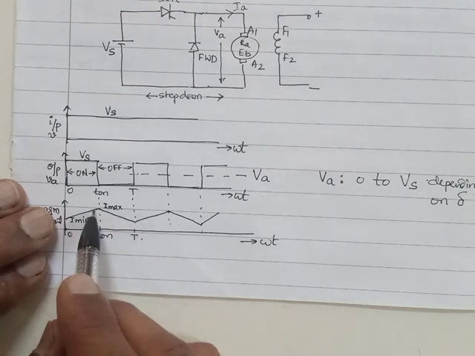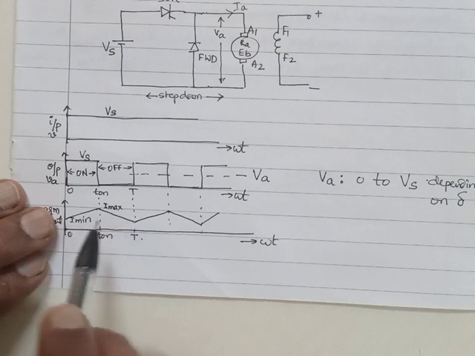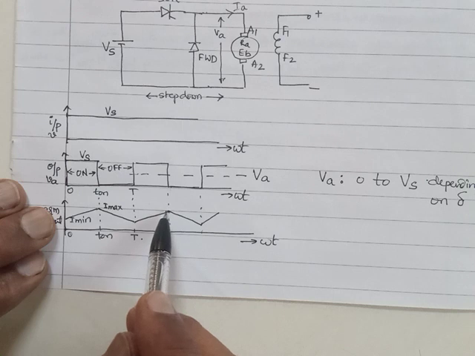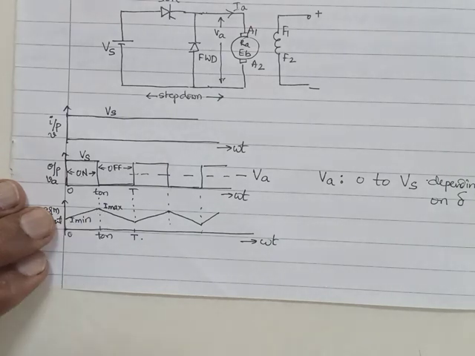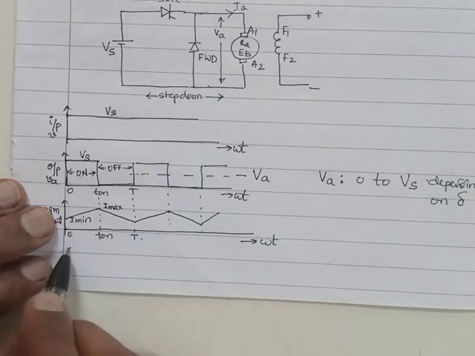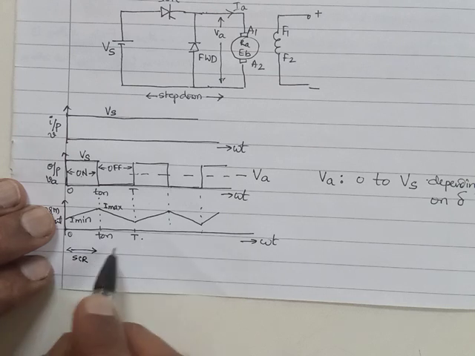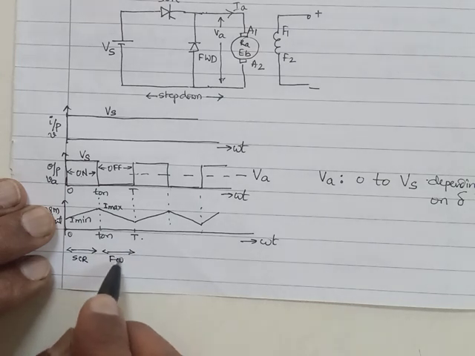During on time, current increases. During off time, the current decreases. Even before the current becomes 0, we start the next cycle. Hence, the current oscillates between a minimum value and a maximum value. So, it is this duration wherein the SCR conducts. It is this duration wherein the freewheeling diode conducts.